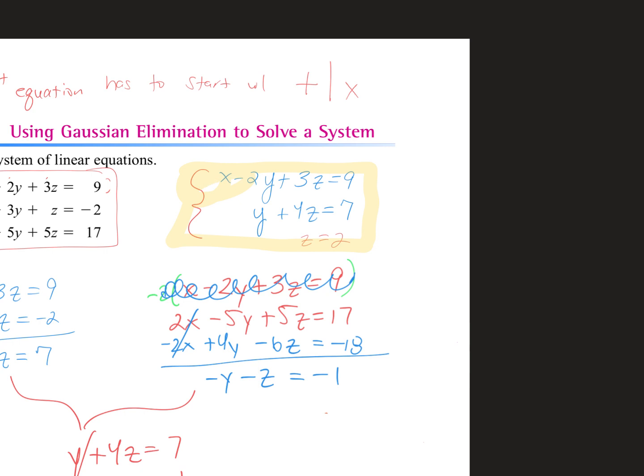The original question said to solve, said to find x, y, and z. We have not done that yet, but we've gotten ourselves to a place where we can use back substitution to figure out what your ordered triple is. So that is part one of your answer.